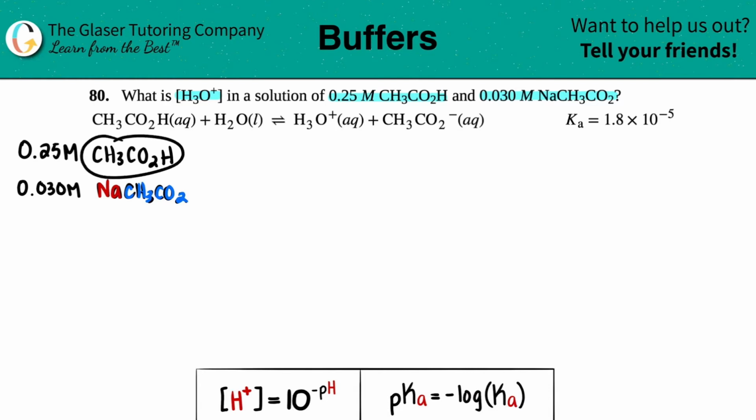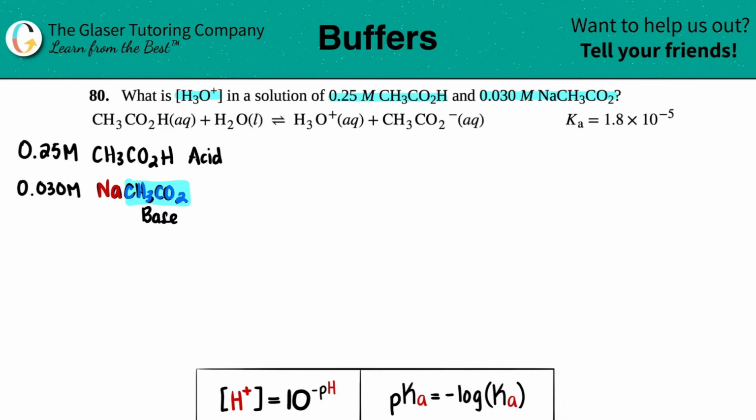Up top, I see that I have CH3CO2H. You always want to pick the one that looks very similar. So between the Na and the CH3CO2, which one would be the right pair with CH3CO2H? It would be the CH3CO2. So I only care about this component. It has one less hydrogen, it doesn't have the hydrogen at the end, so this would be the base, and this would be the acid.